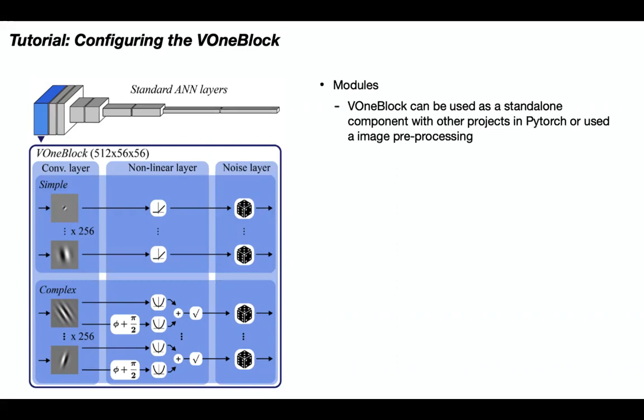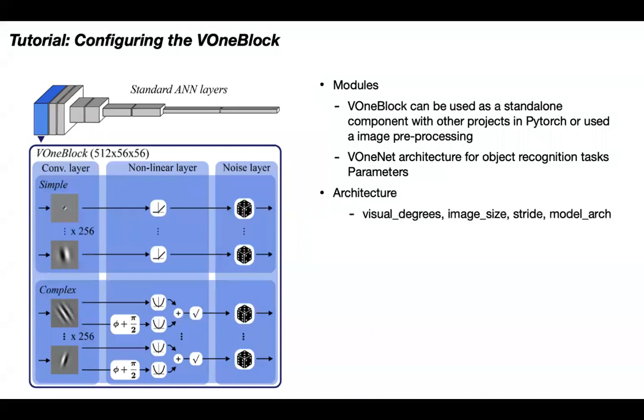It's implemented as a torch.nn.Module. So you can use just the VOne block if you want, and you can add it to other components in PyTorch, or you can just use it to pre-process images, then save or convert your images and use them with a model that is not even written in PyTorch, can be a completely different framework. Or you can use the whole VOneNet, which is also implemented as a module. So depending on your project, you may work with both of these options.